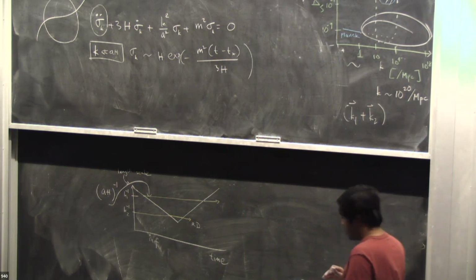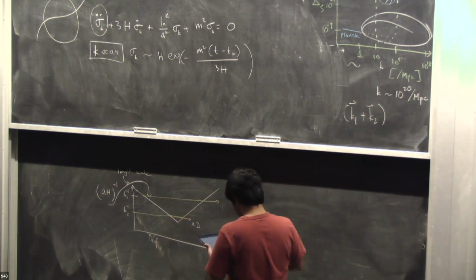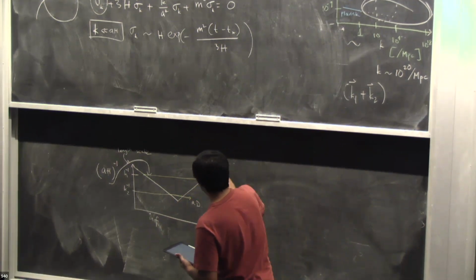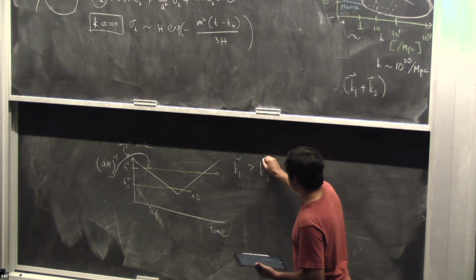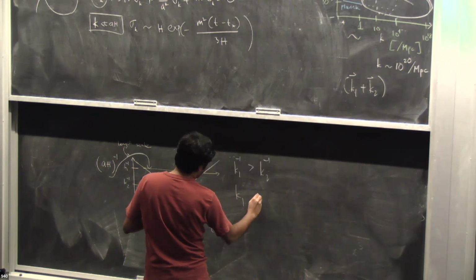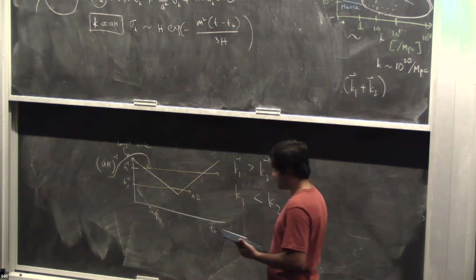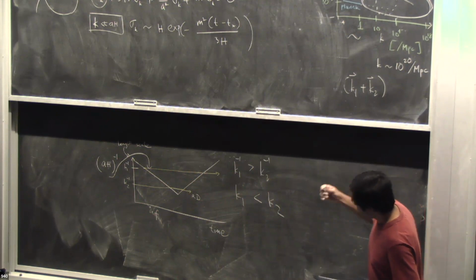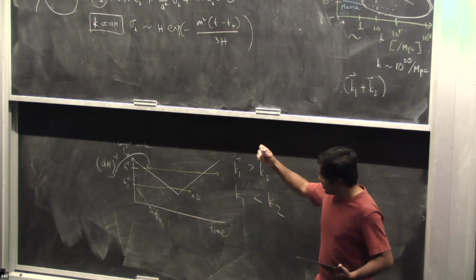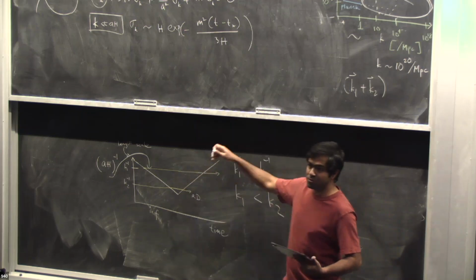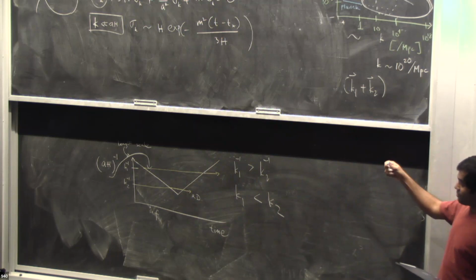Now, of course, we have k1 inverse bigger than k2 inverse, and that basically means k1 is smaller than k2. That means if you go to larger k modes, there is lesser dilution and there is more power in those k modes compared to smaller k modes.